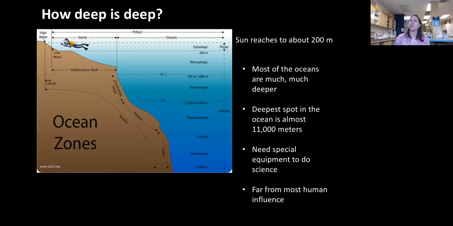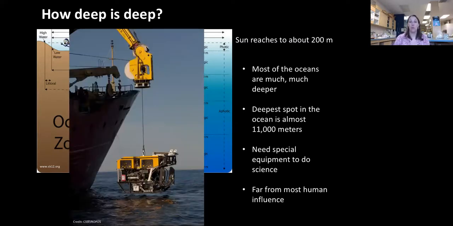And so we need some really special equipment to get down there and do science. Things like remotely operated vehicles. This is one of Canada's best remotely operated vehicles. Its name is Robos. So we go out on a ship. You can see the bow of the ship there and a big crane, and we lower this vehicle down to the bottom of the ocean and drive it kind of like a remote control car.